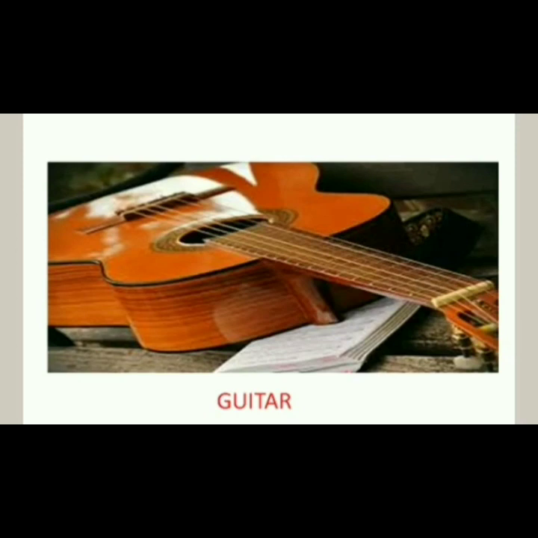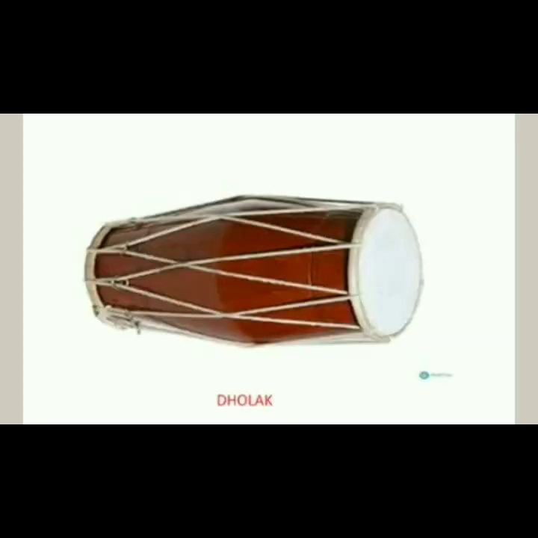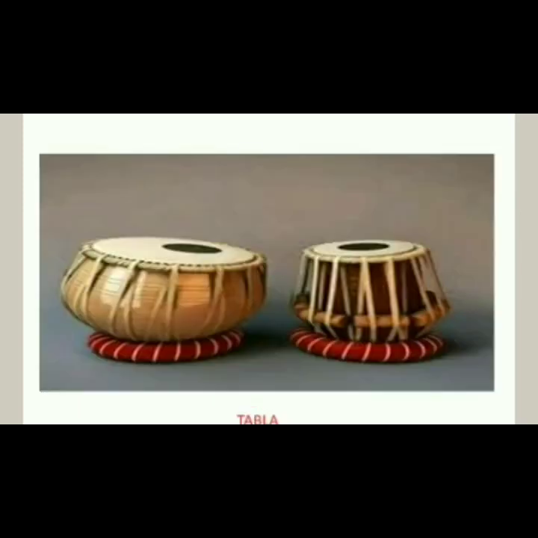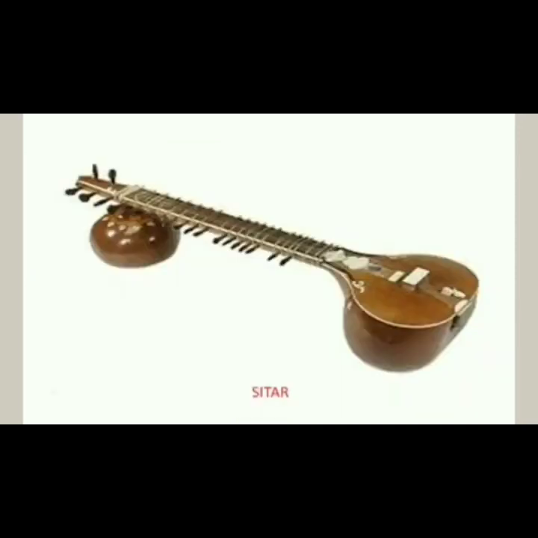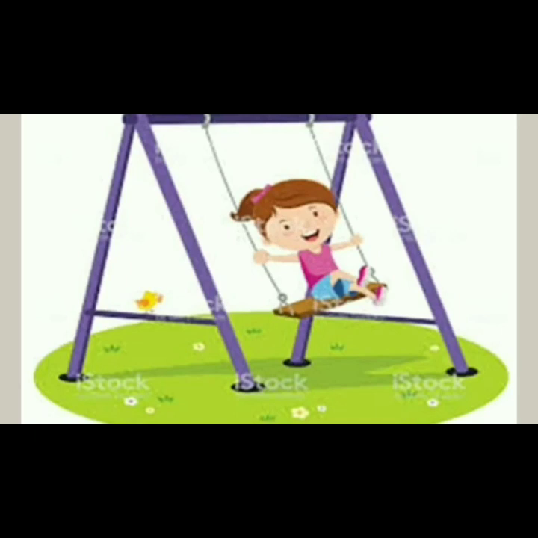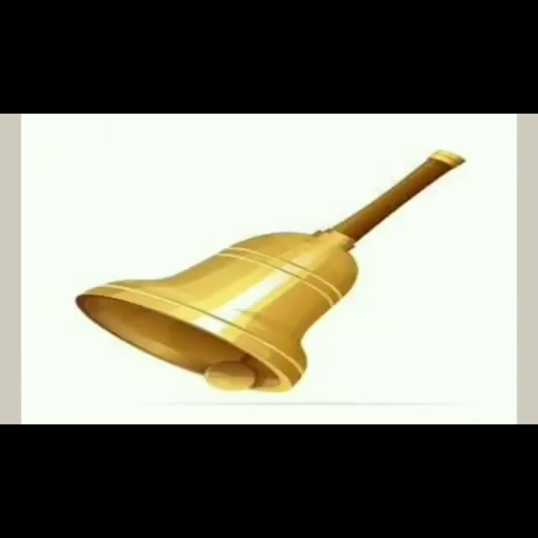In fact, a lot of musical instruments exhibit periodic motion, like dholak, tabla, sitar. These are all different types of instruments where you can experience periodic motion in the form of vibration, because vibration is nothing but periodic motion. Swing, bell. So these are all examples of periodic motion.